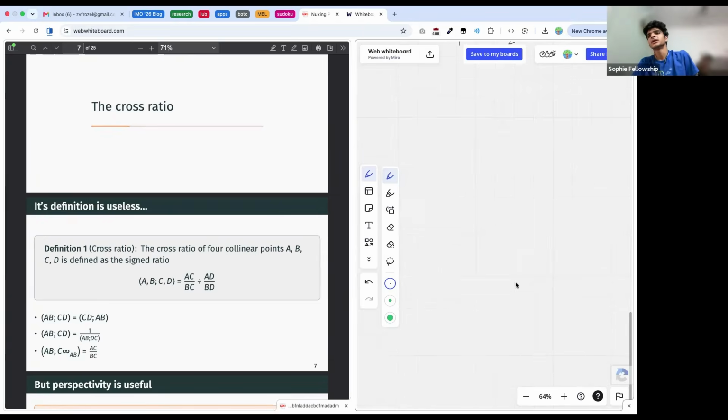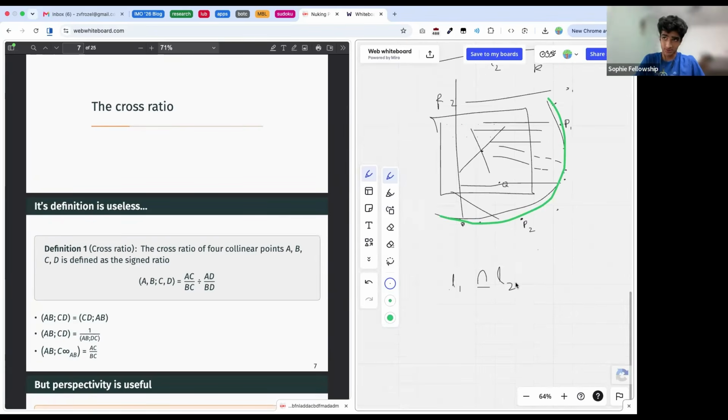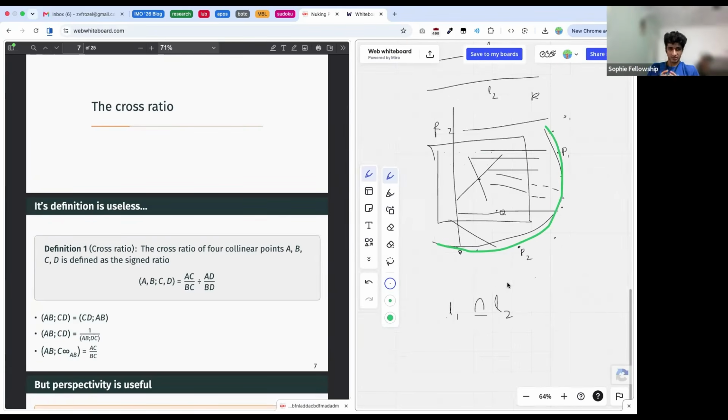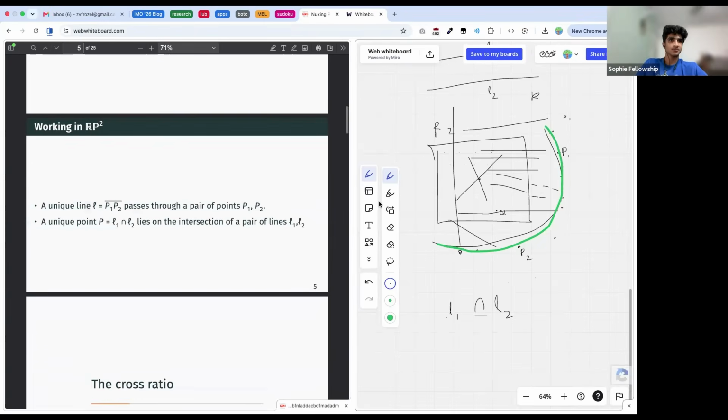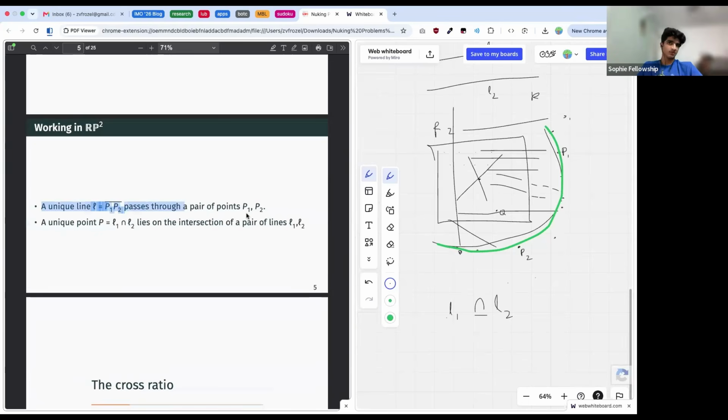Could you please repeat why we require defining the line at infinity? So our entire goal is as follows. We want some structure of a plane such that the following two statements are true. For any pair of distinct points, you have a unique line passing through them. And for any pair of lines, L1, L2, you have a unique point that lies on both. And this is called a projective plane.